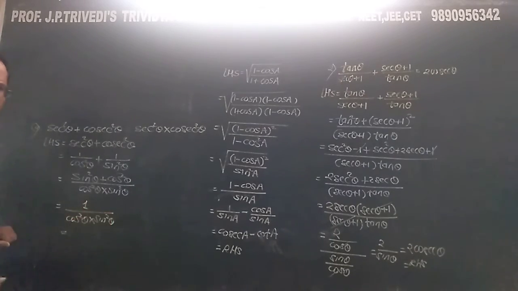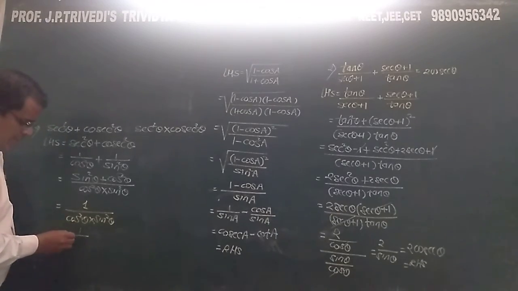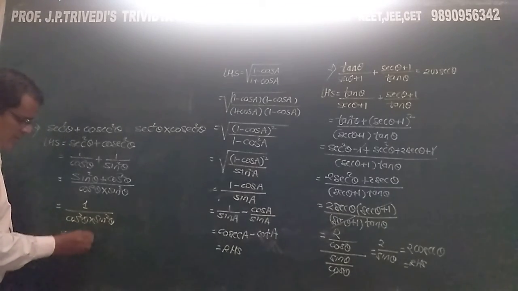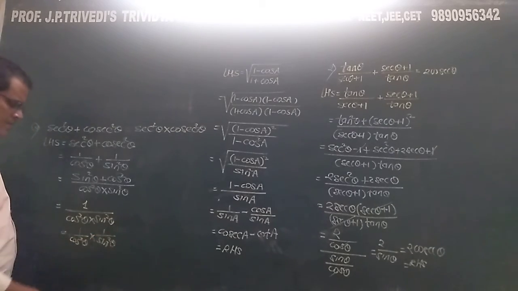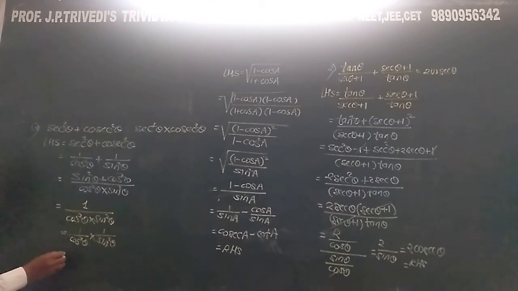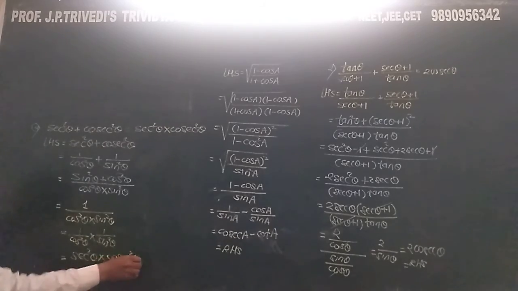So separating, we get 1 upon cos square theta into 1 upon sin square theta. But 1 upon cos square is equal to sec square theta, and 1 upon sin square is equal to cosec square theta. So that is equal to RHS. LHS is equal to RHS. Are you understood this? Thank you.